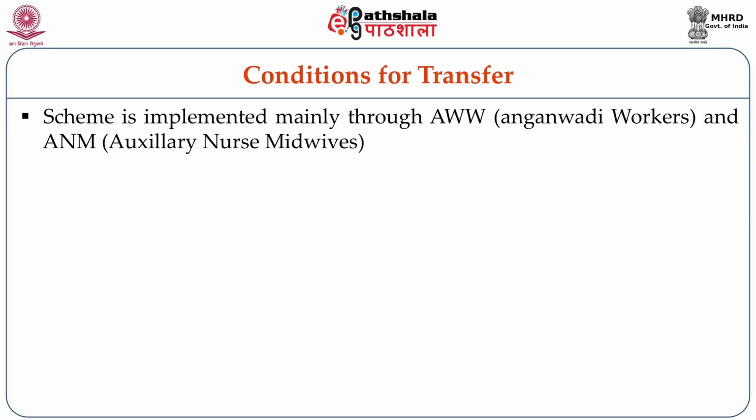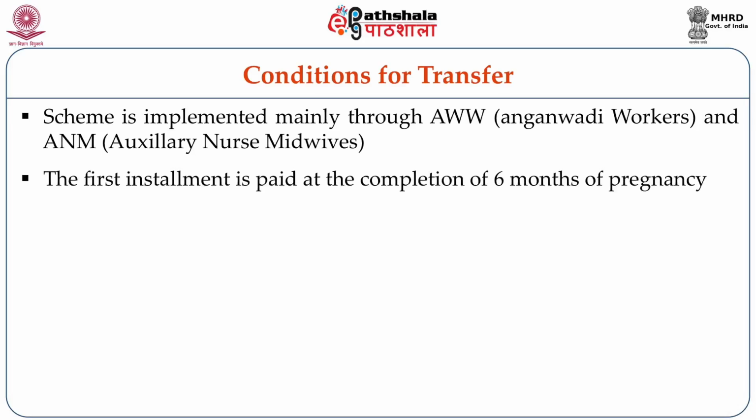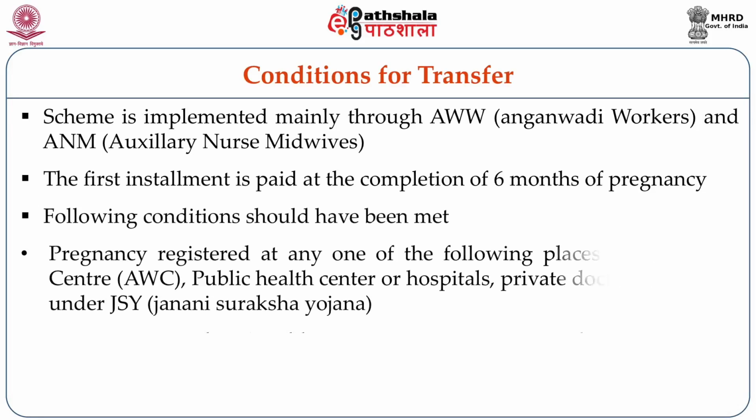The scheme is implemented mainly through grassroots health workers, the Anganwadi workers, AWW, and the ANMs, the auxiliary nurse midwives. The first installment is paid at the completion of 6 months of pregnancy, provided the mother has met the following conditions. The pregnancy has been registered at any one of the following places. The women who are about to give birth have to register their pregnancies at Anganwadi centers, public health centers, or any private doctors under JSY, which is another related central government scheme.